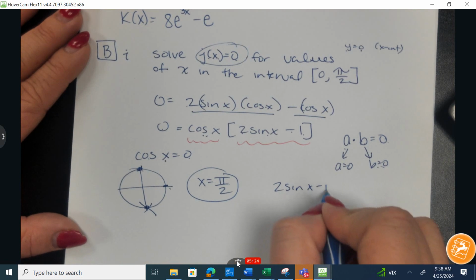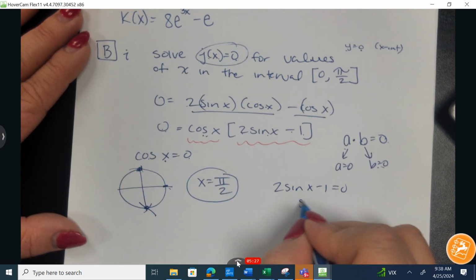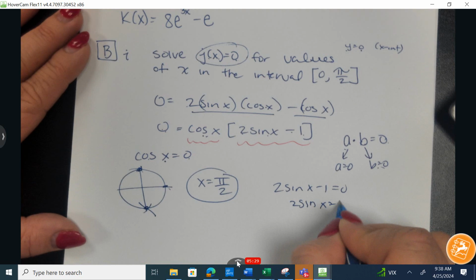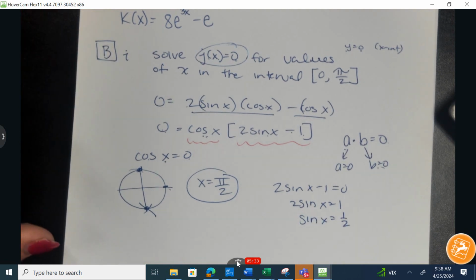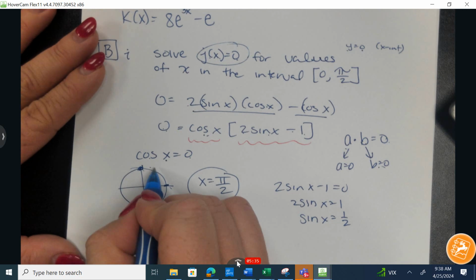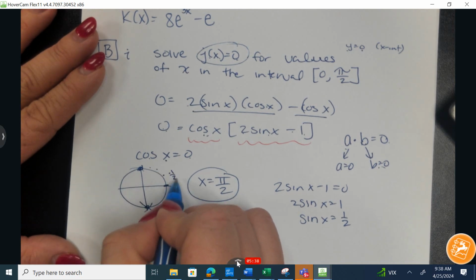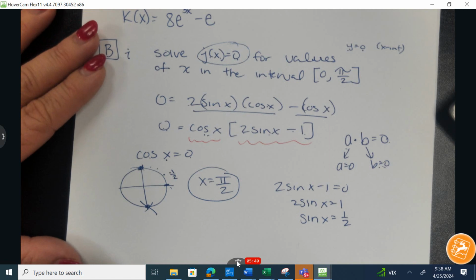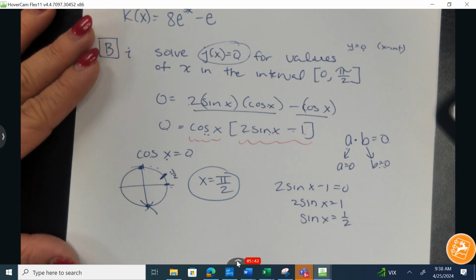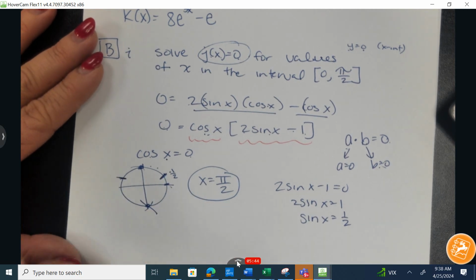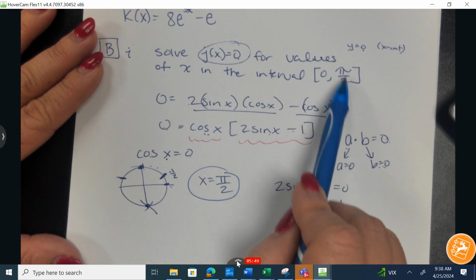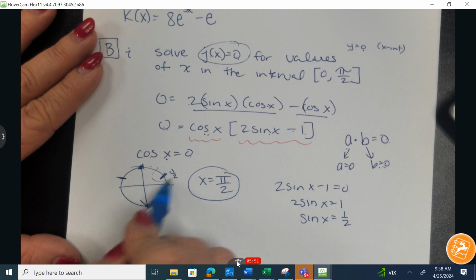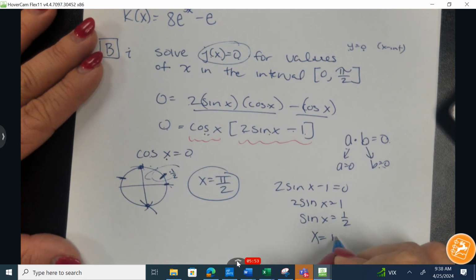2 sine of x minus 1 equals 0. I'm going to add 1 to the opposite side, and then I'm going to divide by 2, and I'm going to ask myself, where is the sine equal to 1/2? So 1/2 is the y value, or the sine, at pi over 6 and also at 5 pi over 6, but we're asked to only list where g of x is equal to 0 from 0 to pi over 2, including those endpoints. That means only at pi over 6.